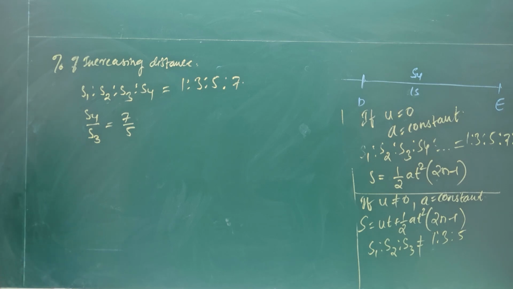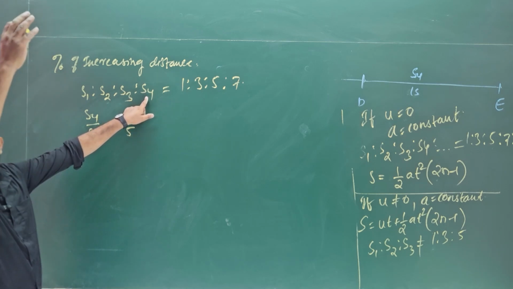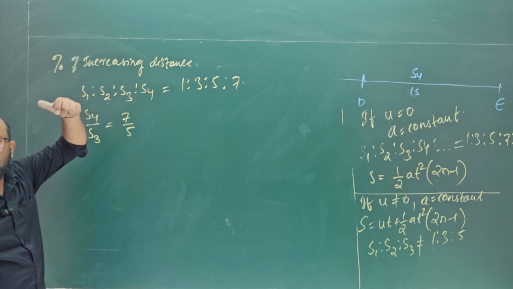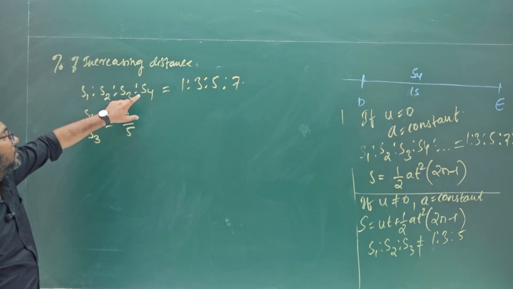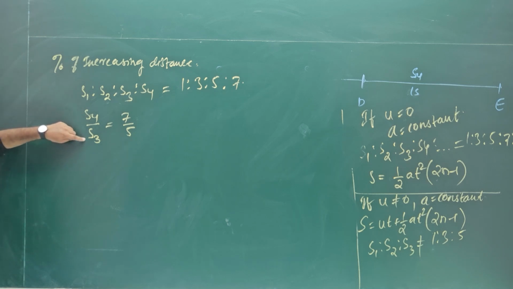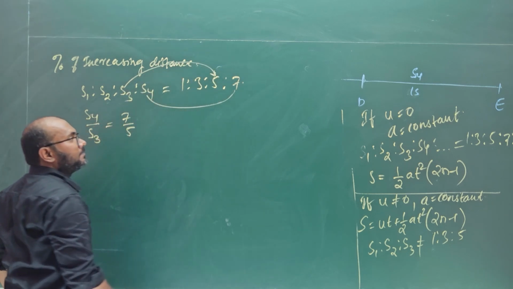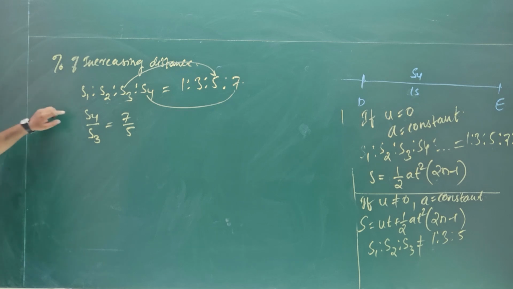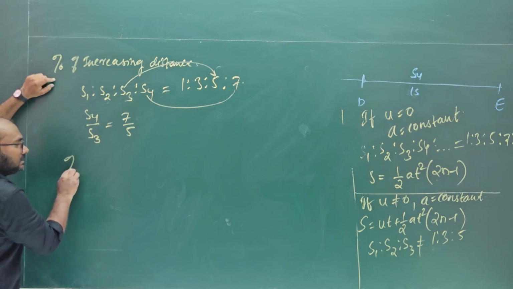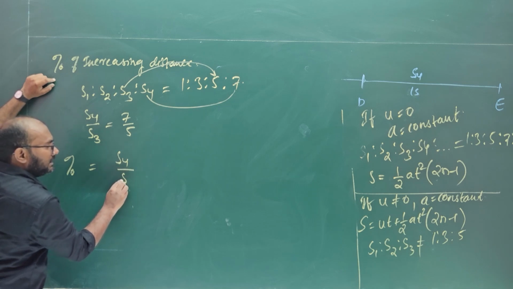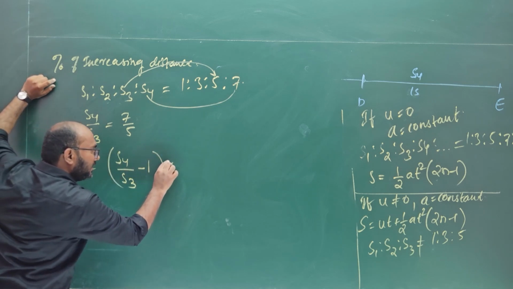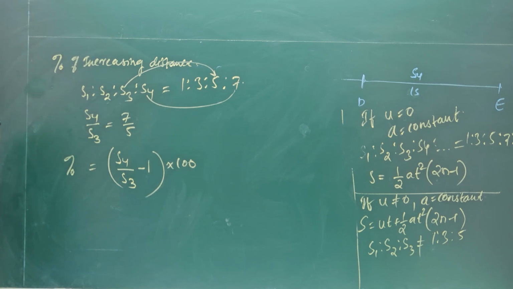Whatever the value they can give, they can ask you 10th and 3rd, 10th and 9th. So whatever the value, the maximum value by the lower value. So S4 upon S3 is 7 by 5. This is your S4 and this is your S3. But he is asking you the percentage. So whenever the percentage is asked, then it is S4 upon S3 minus 1, into 100. That will provide you the percentage.